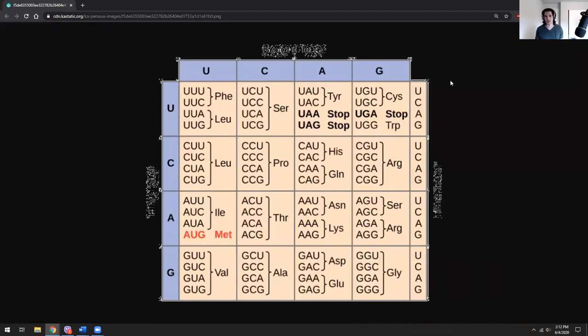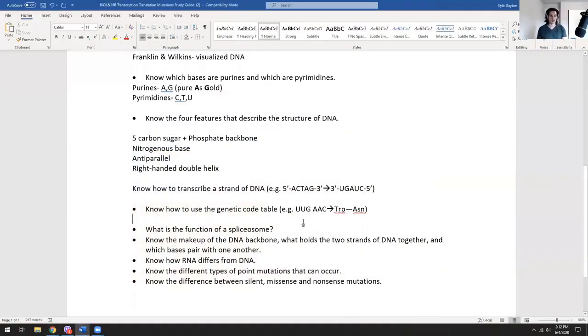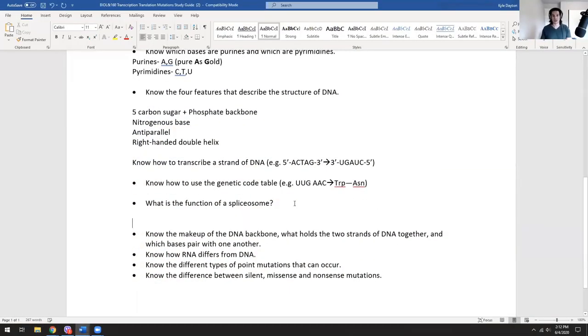And I probably won't have you guys do any more than 3. I'm not going to have you do busy work on the test. I just want to make sure that you guys know how to do it. What's the function of a spliceosome? Splices exons together, takes introns out. Know the makeup of DNA backbone?